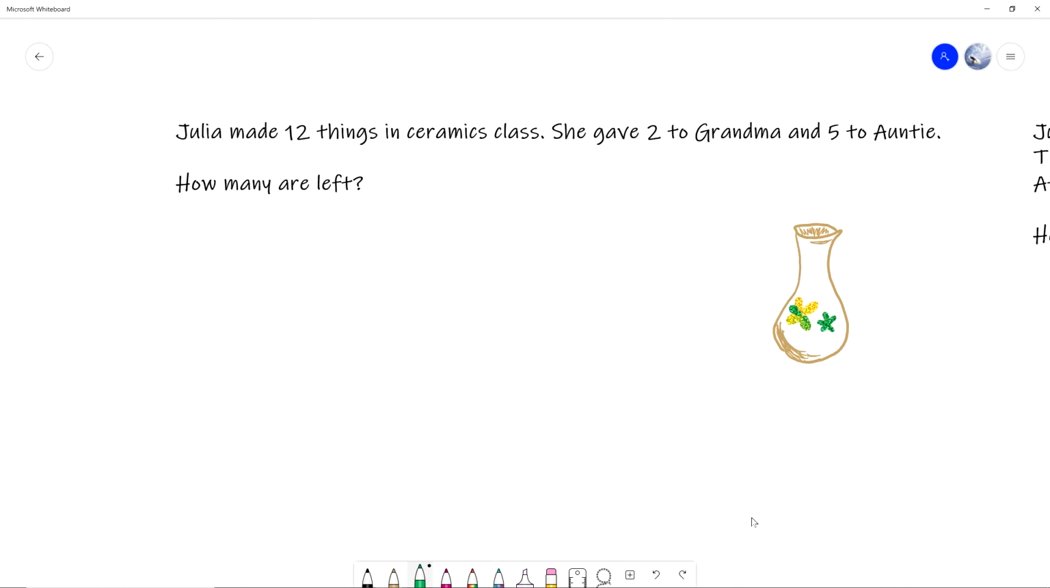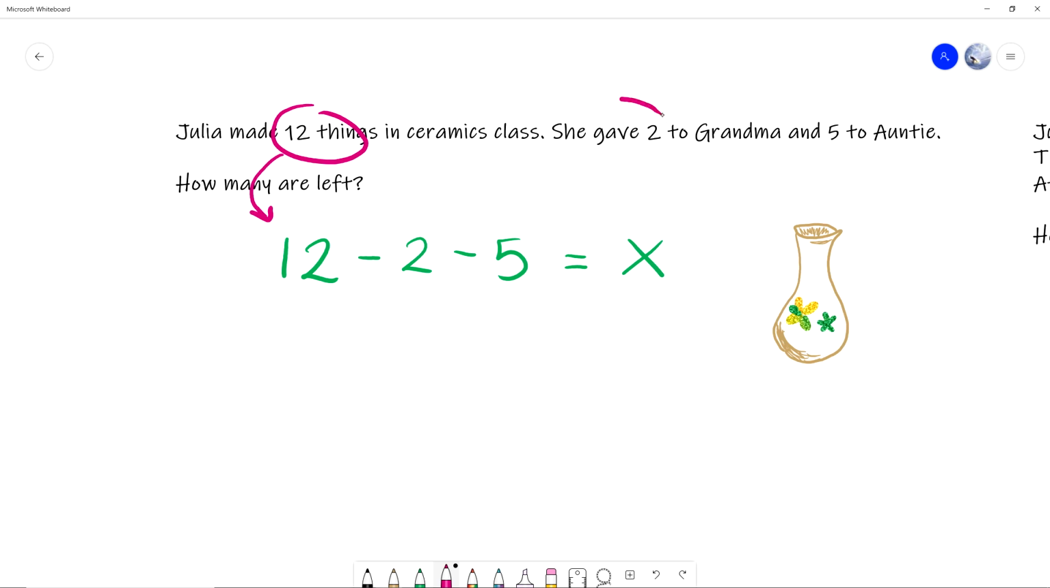So, Natalie, what's an equation that represents the problem? 12 minus 2 minus 5 equals x. Perfect. Can you tell me what's what in this equation? What's 12? 12 represents the 12 things Julia made in ceramics class. And you wrote minus 2. Why? Because she gave Grandma 2 of those things.